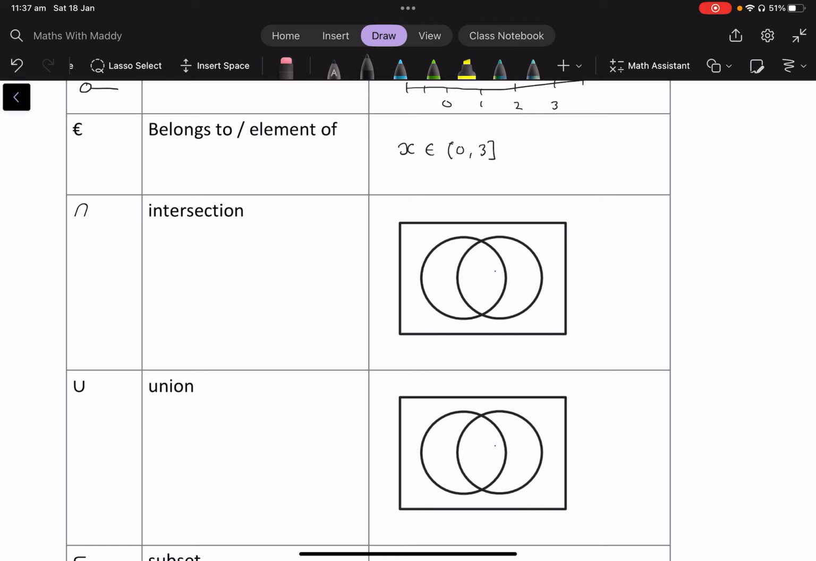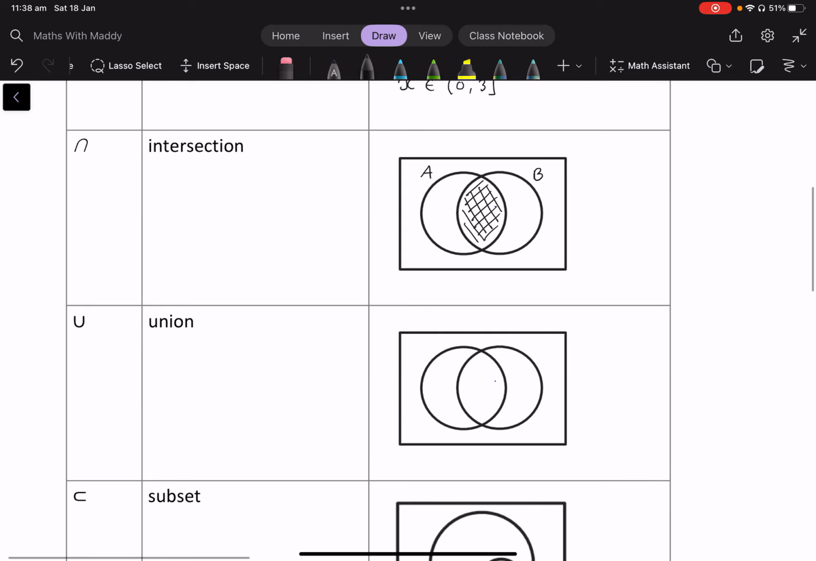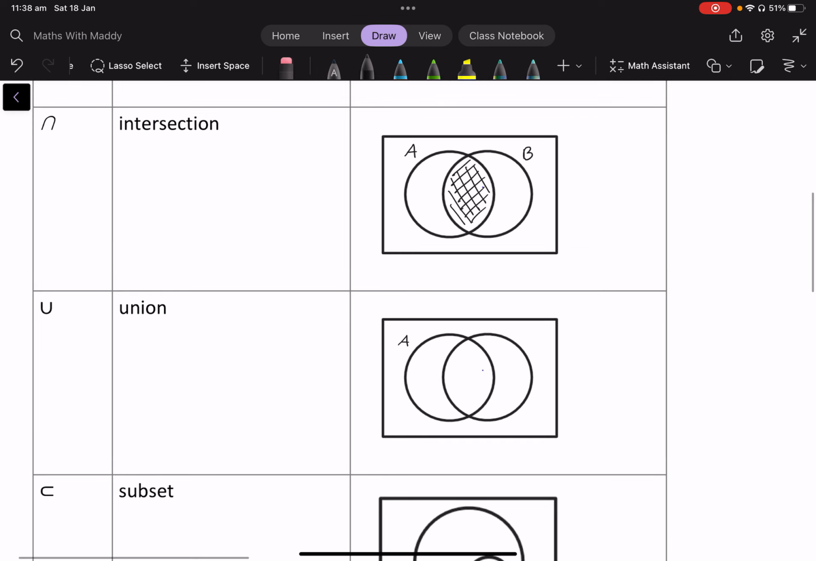Then we have an N looking symbol, which refers to an intersection. And you can see this on a Venn diagram as looking at two different sets of values, and you want the overlap between them. So you're looking for the section with the values that are in common. For union, this refers to OR. So it can be this set A or set B, but it can be both. So the OR is really important. That means that any numbers which are within both of these sets are included.